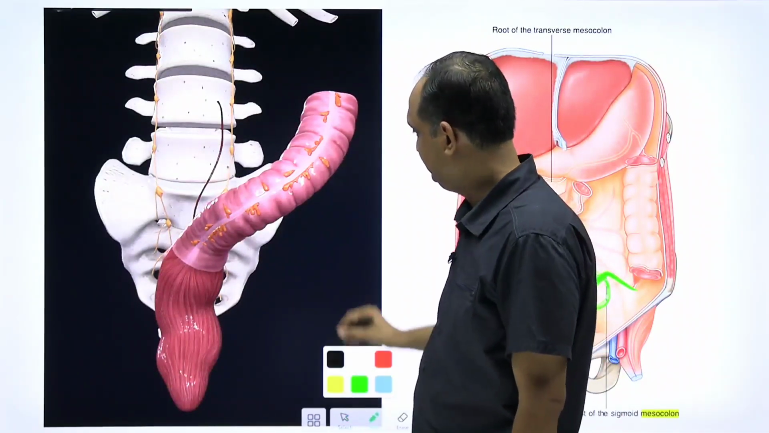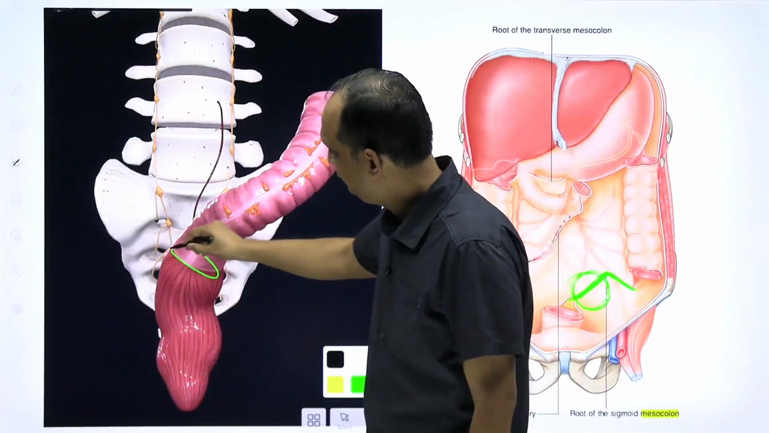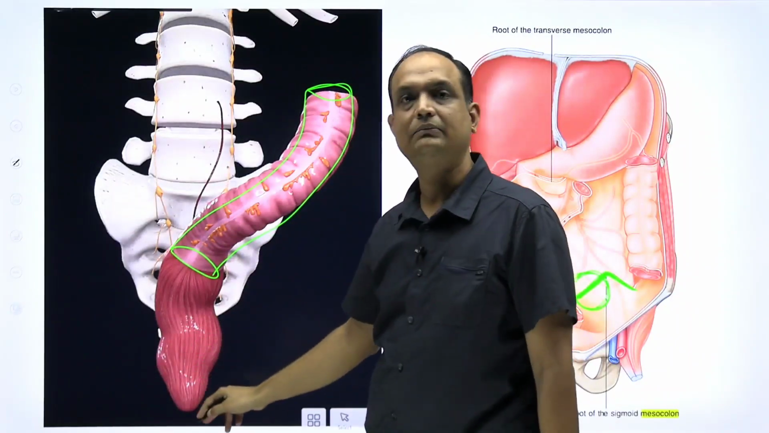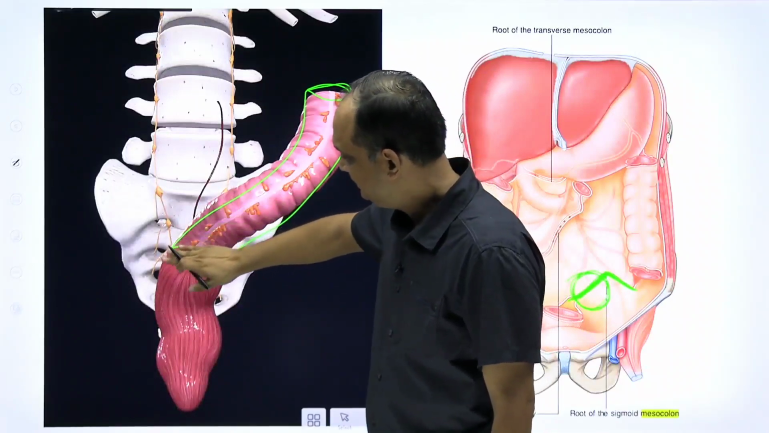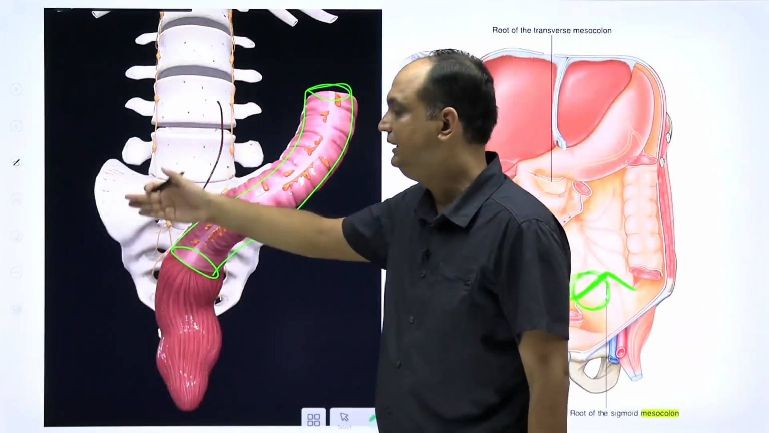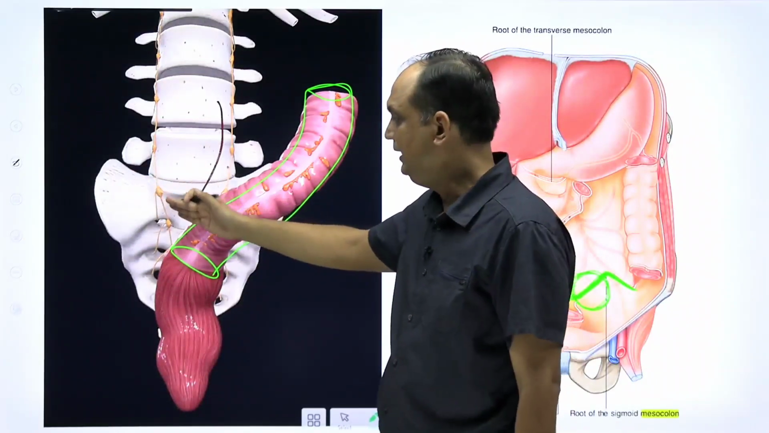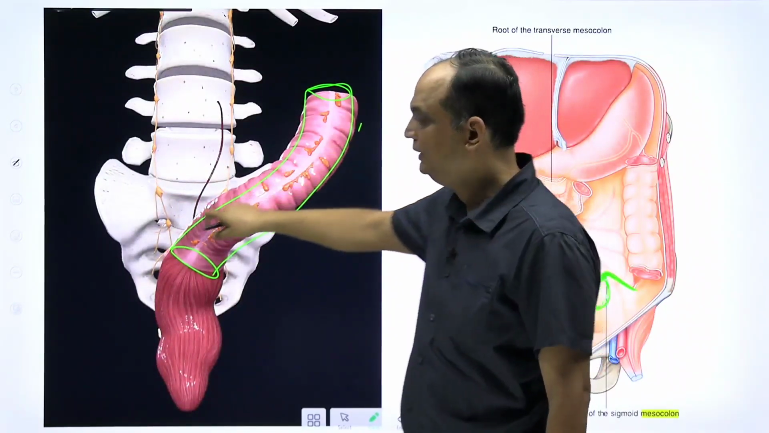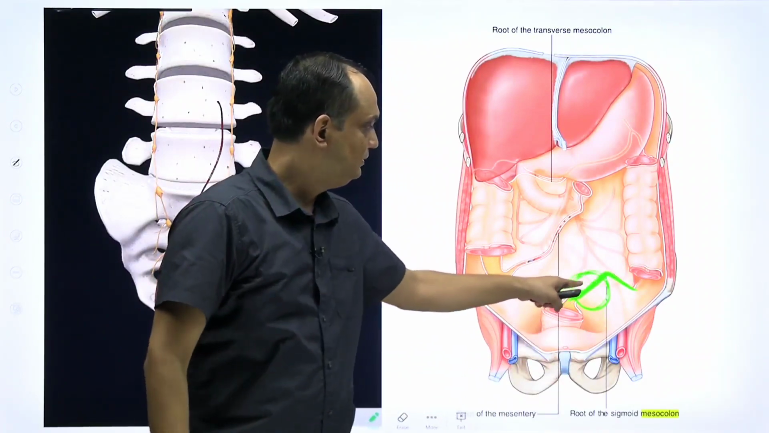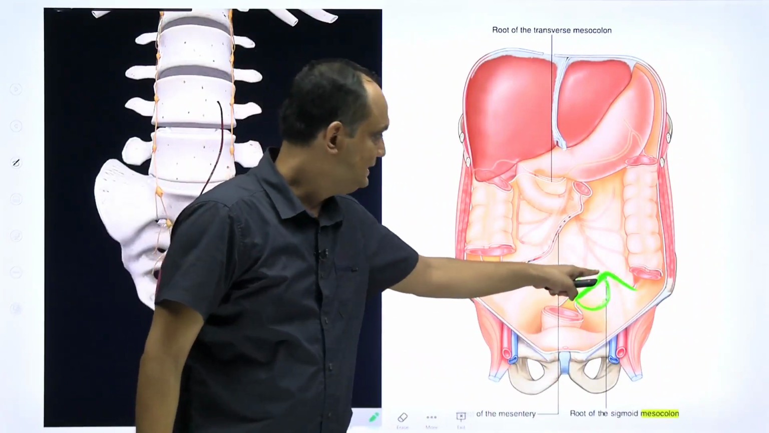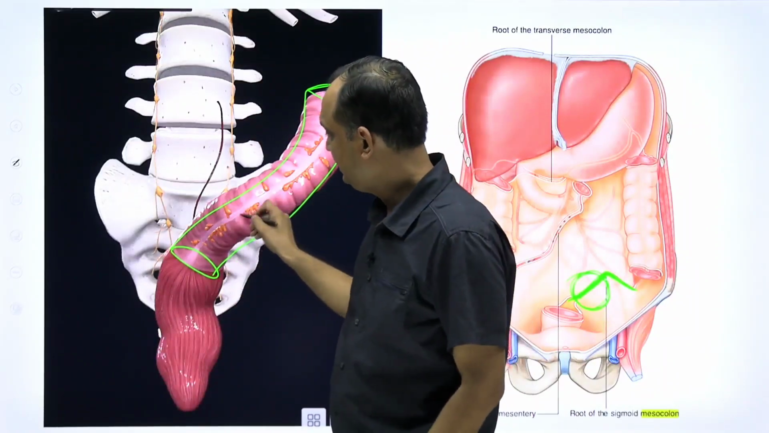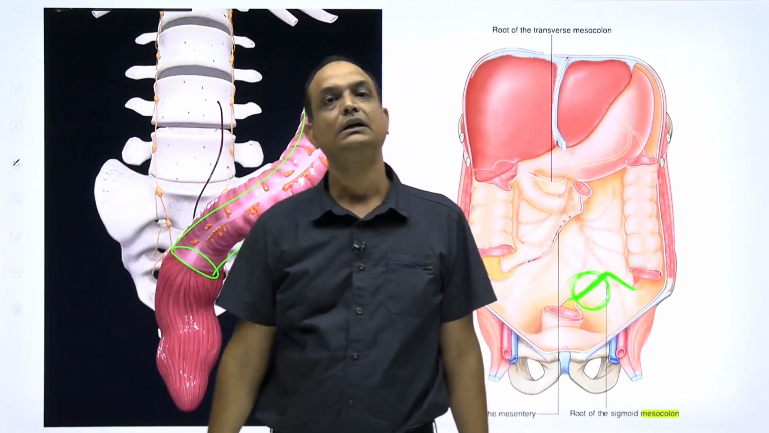So the sigmoid mesocolon is covered by the peritoneum, which you can see here, this tube, and this is not present on the rectum. That means that at this level, the peritoneum will reflect anteriorly on the bladder, and posteriorly this part of the tube is attached in such a way on the posterior wall. And this arm of your sigmoid mesocolon is attached here on the posterior side of the sacrum.